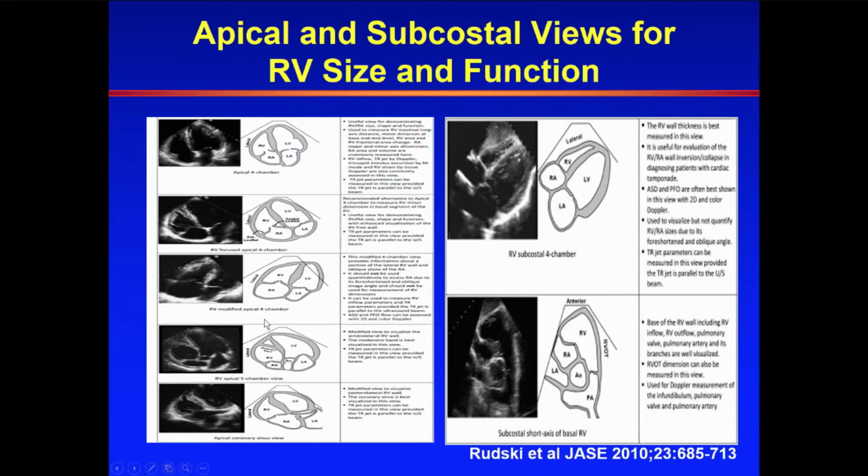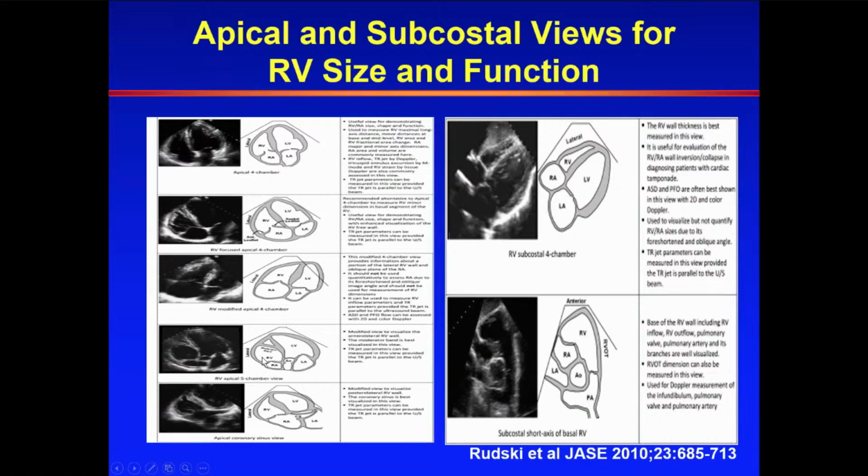A modified apical four-chamber view can also show you the lateral wall, so you can appreciate the presence of abnormalities in the lateral wall. Again, in cases of arrhythmogenic cardiomyopathy, you can have segmental dysfunction with thinning and even localized aneurysmal formation. As you notice, it's an oblique view, and so it is not a reliable view to look at sizes of the right ventricle or the right atrium.